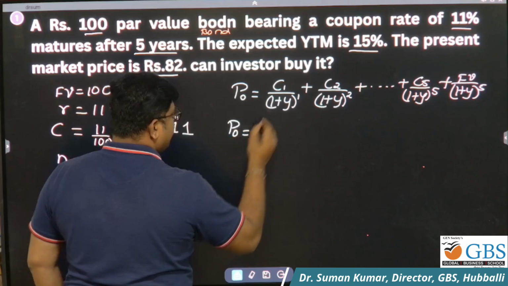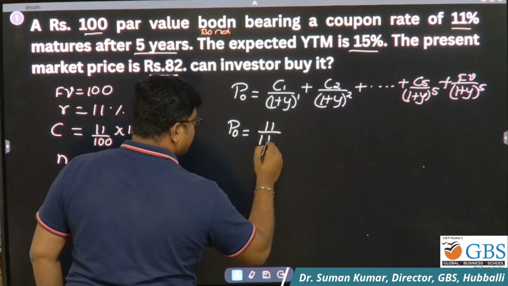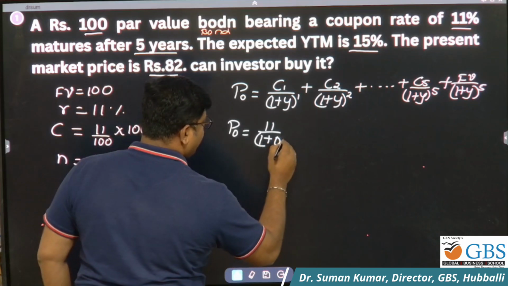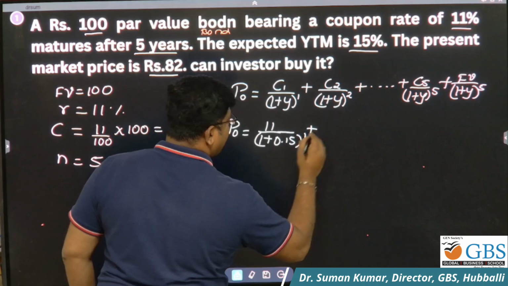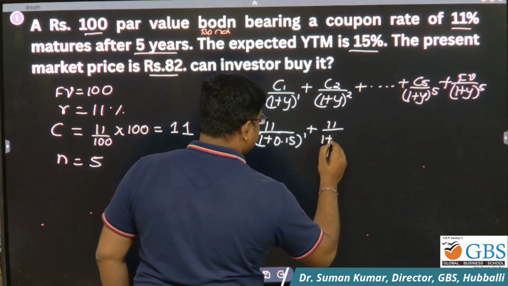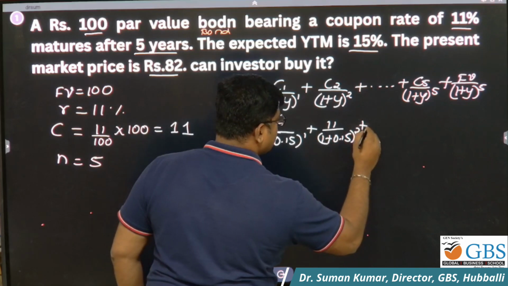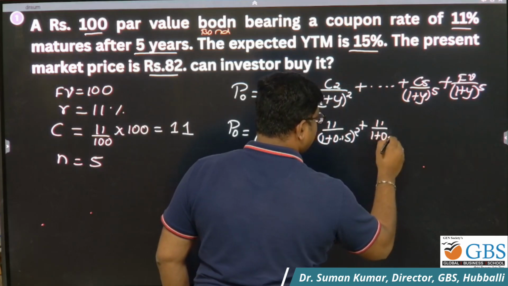The formula, we need to substitute: 11 by (1 plus 0.15) raised to 1, like that. 11 by (1 plus 0.15) raised to 2, 3, 4 and 5.